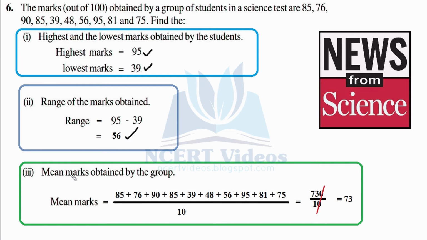Then find the mean marks obtained by the group. That is, we'll have to add all of them divided by total number of observations. So when you add them all, so these are total 10. When you add them, it is 730 over 10. 0 0 cancels, straight away 73 whole number. So 73 is the average marks scored by these students in this science test. So this is your sixth.